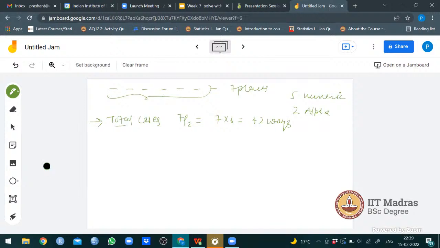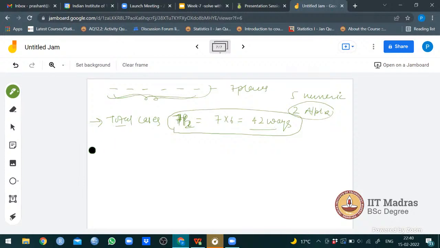Sorry sir, I have a confusion: they are saying the numbers should be between the two letters. So when we consider that condition, how do we consider these 42 ways? No, this is the total case. In how many ways you can arrange two alphabets in these 7 places: 42 ways, the possible places. Now you have to consider your favorable cases.